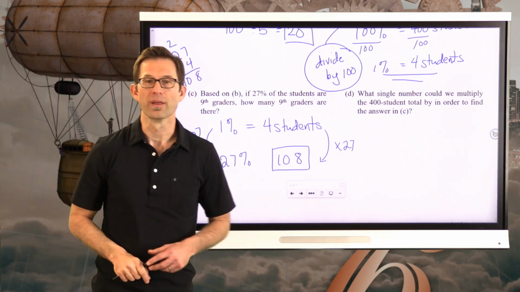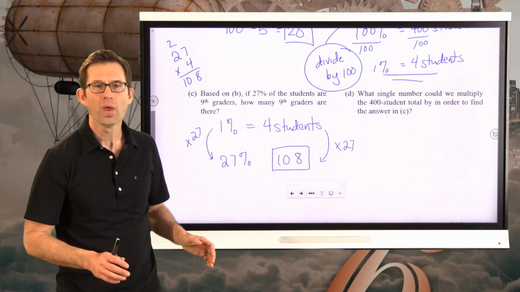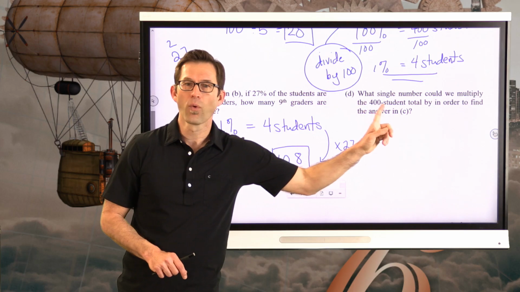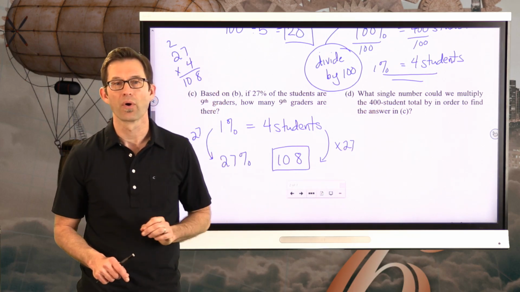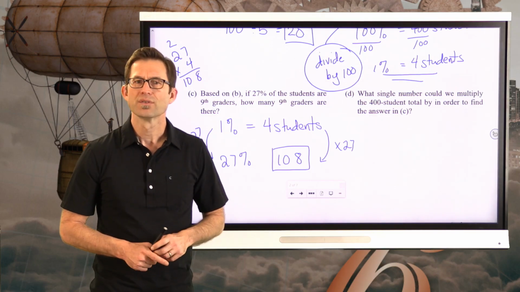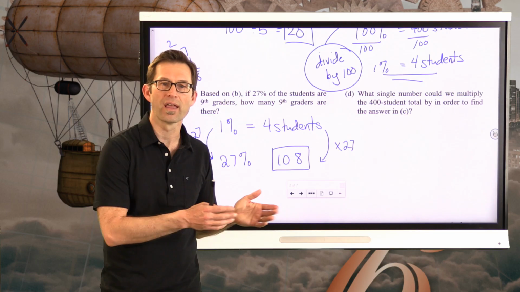Now, very important, letter D. What single number could we multiply the 400 student total by in order to find the answer in C? All right, so in other words, I want to get this 108 by multiplying 400 by a single number. Spoiler alert, it's a fraction, all right? So we're going to have to multiply 400 by some fraction to get 108.